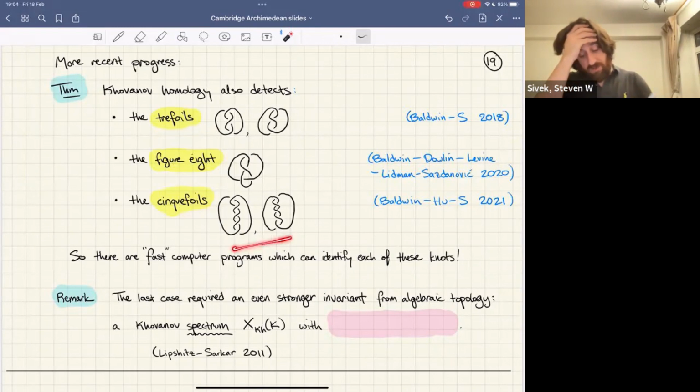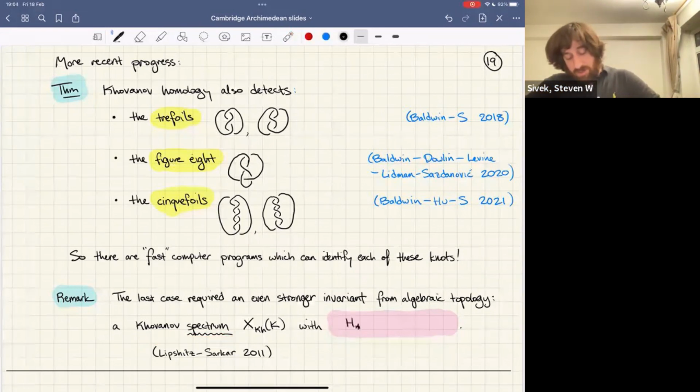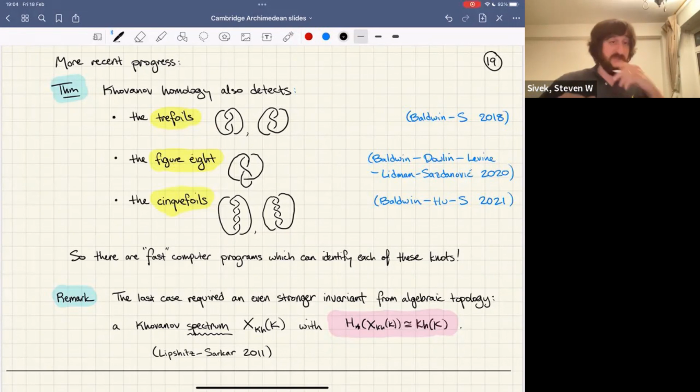And the last case, the cinquefoils, actually required something even stronger. You had to construct a so-called spectrum, a topological space associated to a knot, whose singular homology, if you know your algebraic topology, it recovers the Khovanov homology of K. So you have to lift it even further from groups to spaces and use information about that to prove this last case of the theorem.